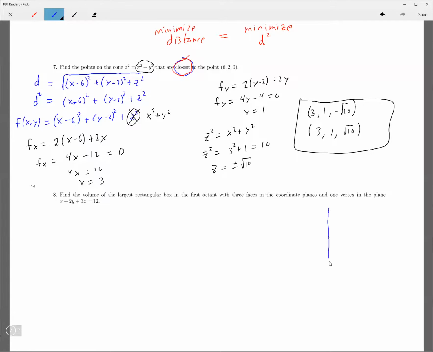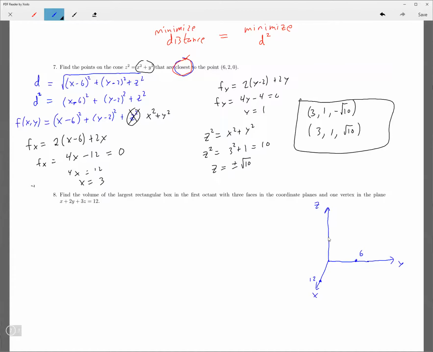Okay, so let me try to draw a picture of what's going on. So that's the z-axis, and then we have the y-axis coming out here, and then we have the x-axis coming towards us. This right here is a plane, and if you set y and z both equal to 0, you get x equals 12, so it goes through that point there. And if you set x and z equal to 0, then you get 6. So if that's 6, then it goes through that point. And then if you set x and y equal to 0, you get 4. So it's 4 right here.